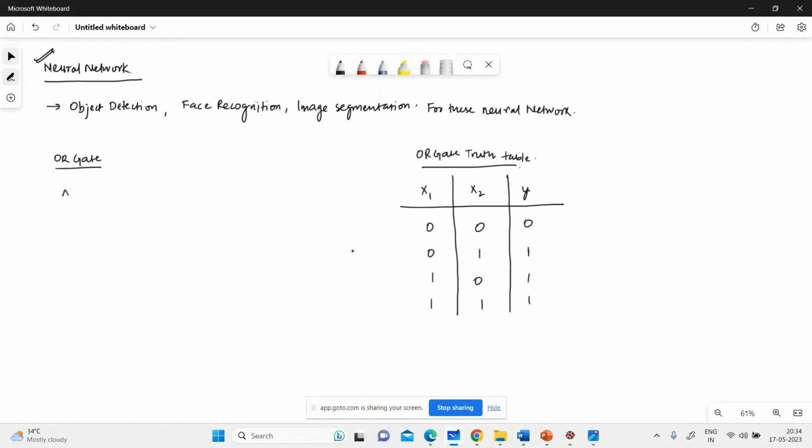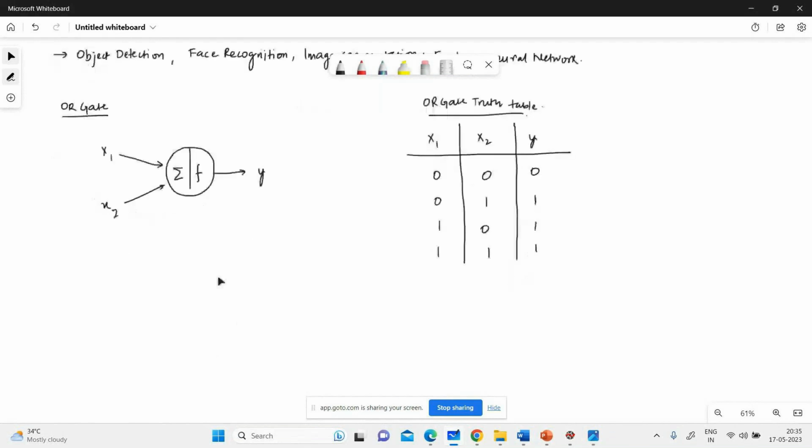If I need to fit this into a single neuron, it will look like this. This is a single neuron here. And to that, we will have x1, x2, summation, activation function, and we will get the y. Now we need to adjust all these such that our y should match. This will result in a decision boundary which will be somehow like this.